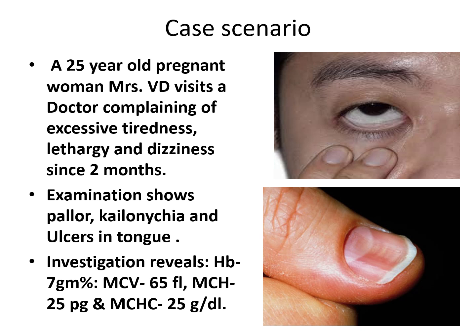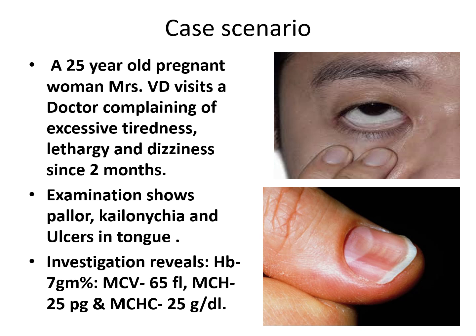A 24-year-old pregnant woman, Mrs. VD, visits a doctor complaining of excessive tiredness, lethargy, and dizziness since 2 months. Examination shows pallor, koilonychia, and ulcers in the tongue. Pallor means paleness of skin and mucous membrane. The common areas of pallor examination are lower palpebral conjunctiva, palm, tongue, and lips.